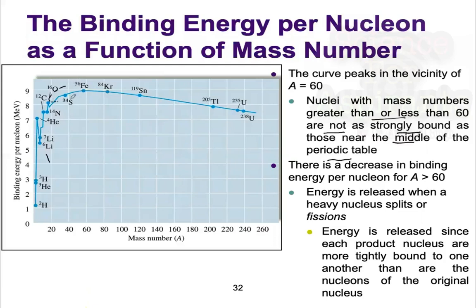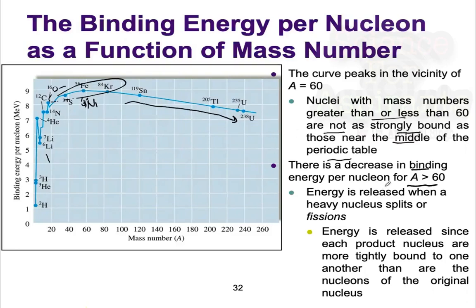So all those nuclei lying somewhere here are the most stable nuclei in the periodic table, and the maximum stability is generally considered for nickel and iron. So nickel 60 and iron 56 are the most stable nuclei. There is a decrease in binding energy at A greater than 60. So you will see that further, this graph tries to decrease.